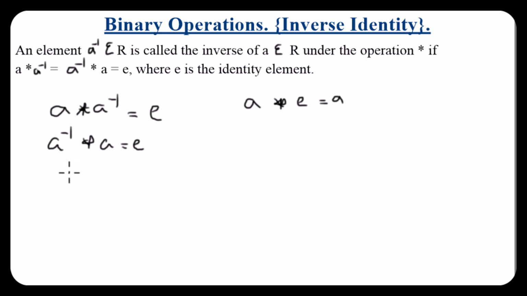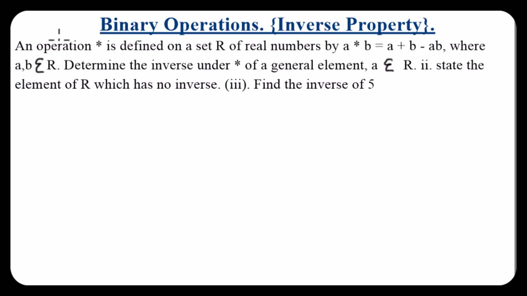Okay, so let's look at a more refined example so we can set this in once and for all. For our first question, we're told that an operation star is defined on the set R of real numbers by A star B equals A plus B minus AB, where A and B are all elements of the set R.